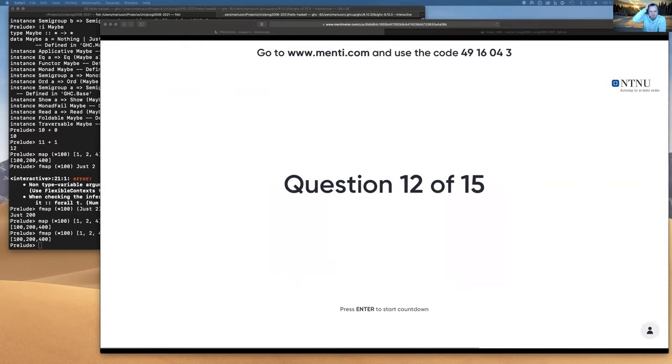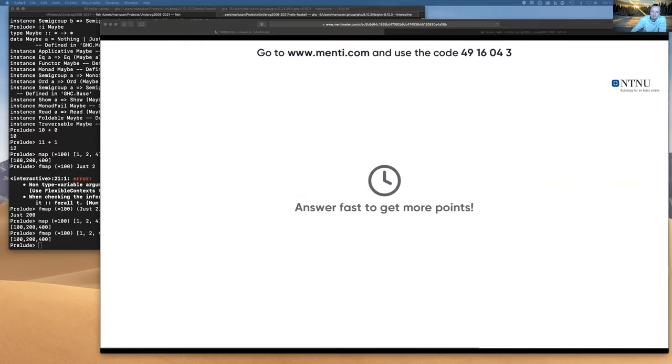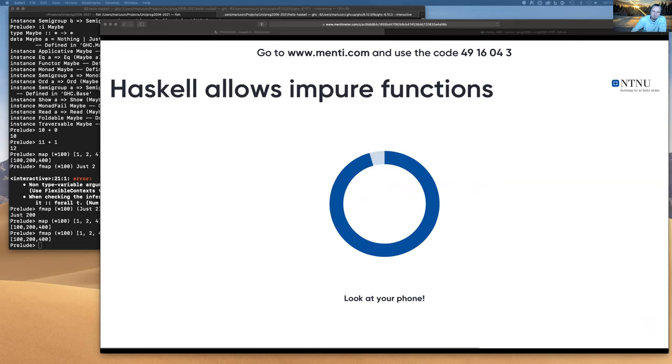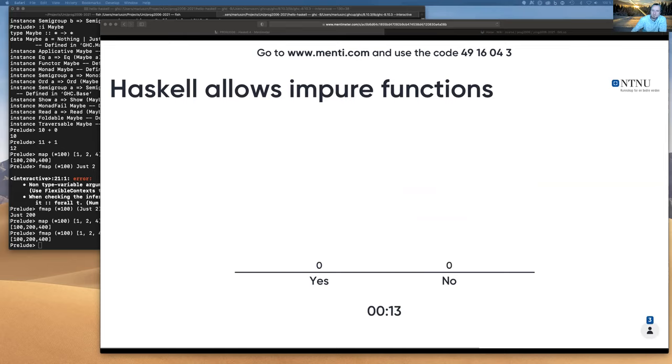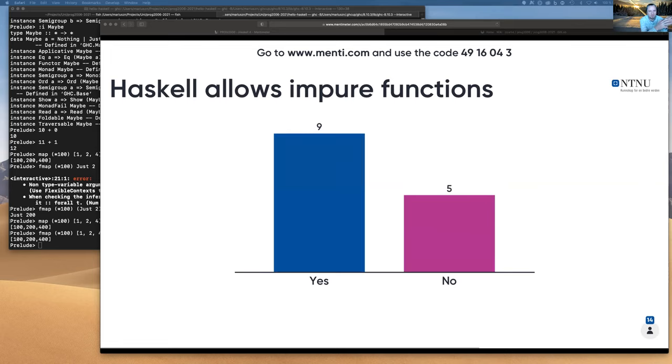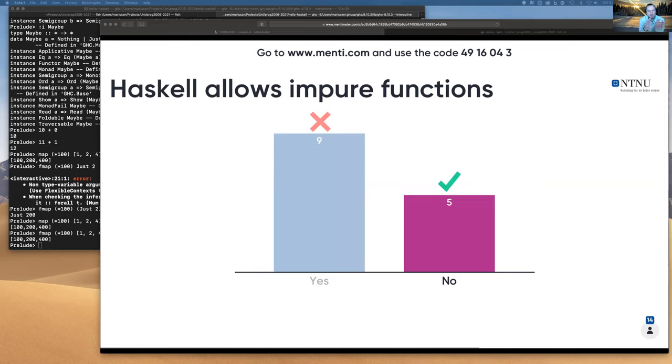But one more question about Haskell. Can you have impure functions in Haskell? It's a little bit different question now. The previous question was a lot about effects, and this question is about the purity of Haskell functions. And the answer is no, you cannot have impure functions in Haskell. I will come back to that, so keep that in mind. The answer is no.